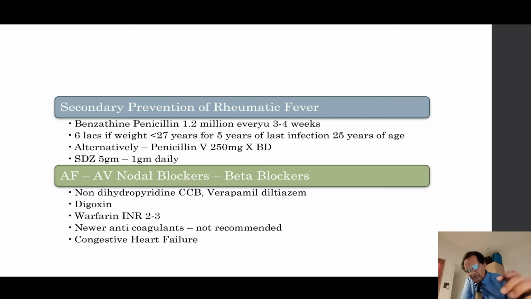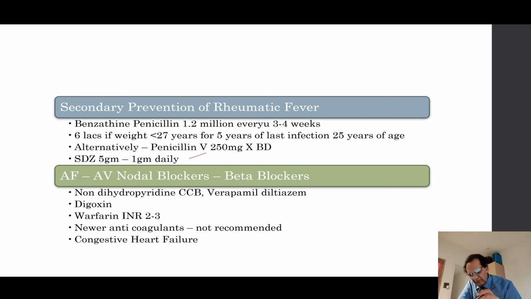So secondary prevention of rheumatic fever, which will prevent the incidence of mitral stenosis, is benzathine penicillin, 1.2 million units every 3 to 4 weeks depending upon the endemicity of the streptococcal infections. 6 lakhs if the weight of the child is less. Alternatively, what we can give is sulfadiazine also, don't forget, it can be given.